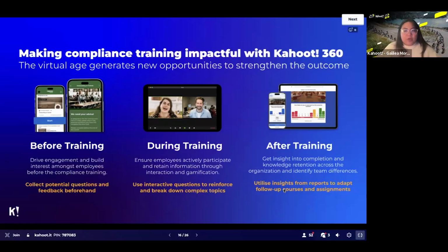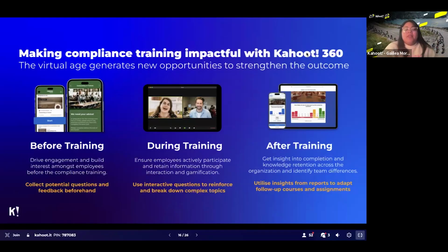And what Kahoot does is allow you to ensure that your employees are actively participating. Like in this case, you're not employees, but you're my audience, and you're actively participating via the interaction and the gamification. So you can use things like the interactive questions to help you reinforce these complex topics, help make specific data memorable, help collect opinions in real time, and create more of a dialogue as opposed to just a one-way track of communication.